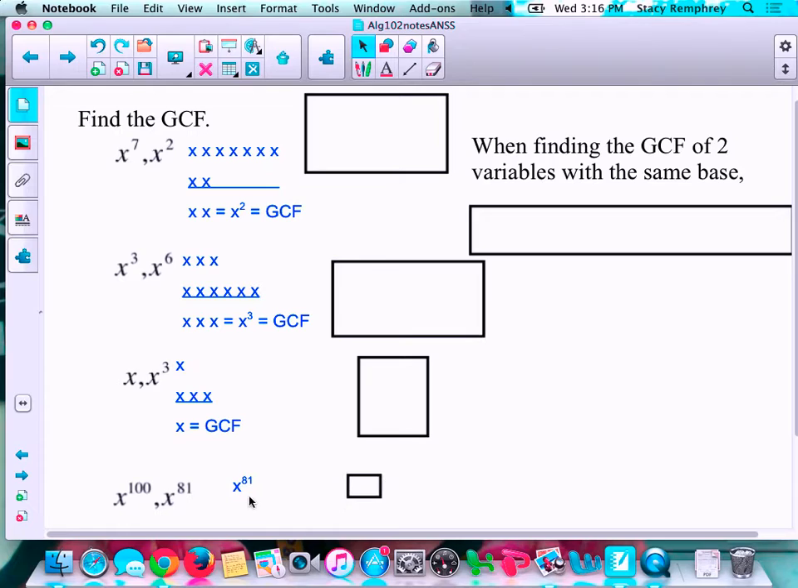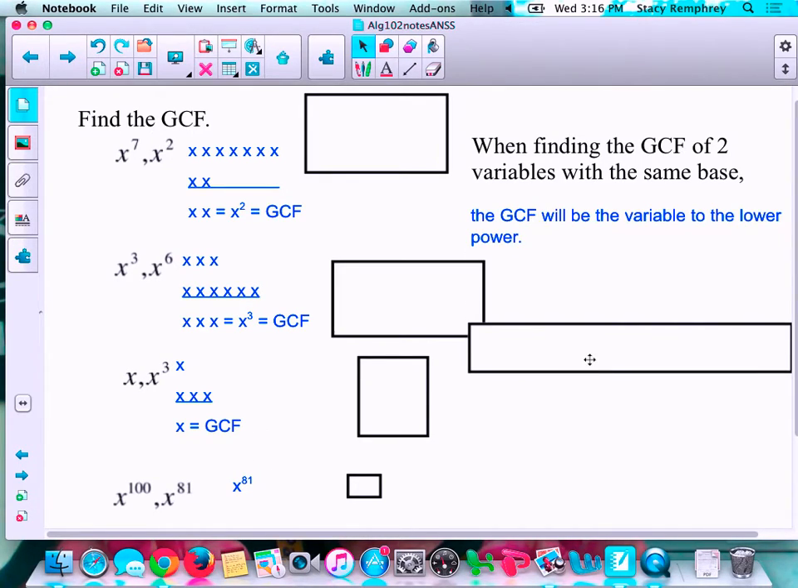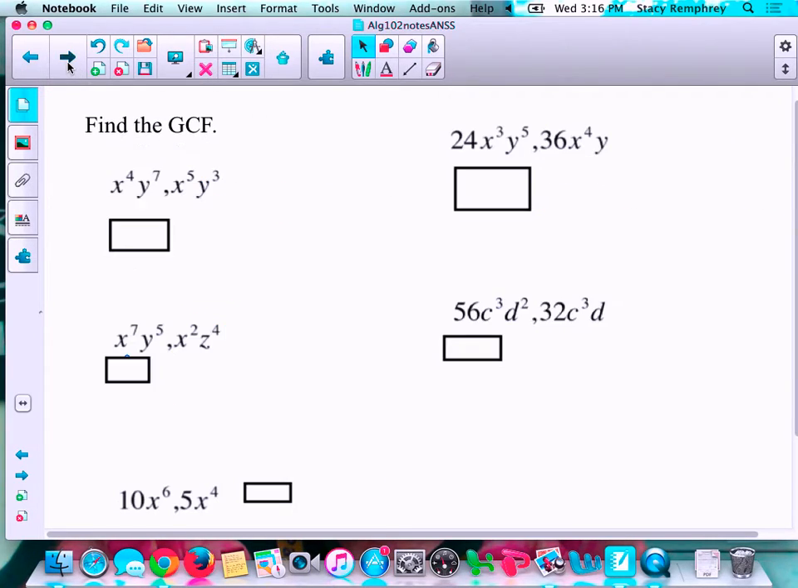So following that logic, the greatest common factor of x to the 100 and x to the 81st is x to the 81st. And you can kind of visualize that too. 100 x's across the top, 81 x's across the bottom. How many do they have in common? So when finding the GCF of two variables with the same base, the GCF will be the variable to the lower power. You can put that in your own words. It doesn't need to be in my words. Again, for the next slide, I would like you to just take a moment, try to do them yourself, and then come back.